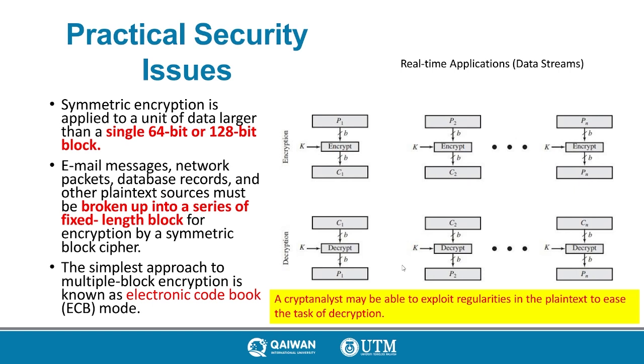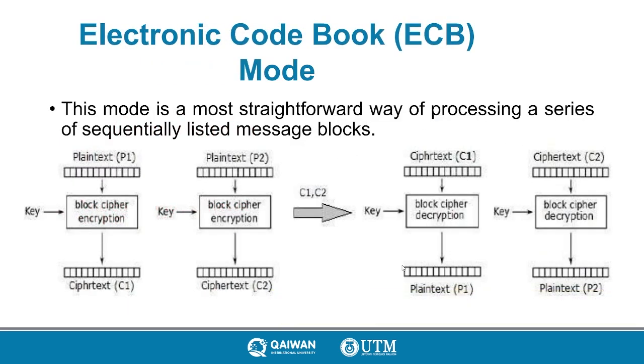The simplest approach to multiple block encryption is known as electronic code book, ECB mode. A cryptanalyst may be able to exploit the regularity in the plaintext to ease the task of decryption. Now, ECB, the mode, is the most straightforward way of processing a series of sequentially listed message blocks.